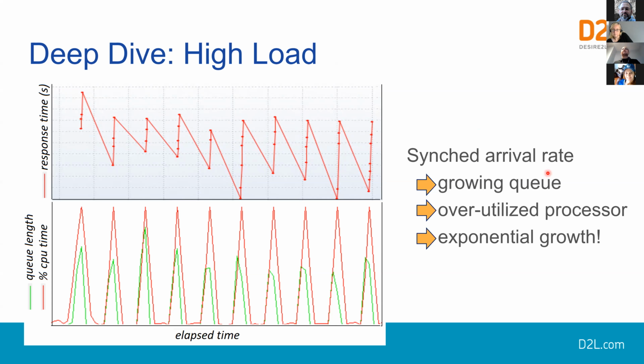So to summarize, when we have a synchronized arrival rate, we will encounter a growing queue, which will result in an overutilized processor, which can cause an exponential growth in response times.